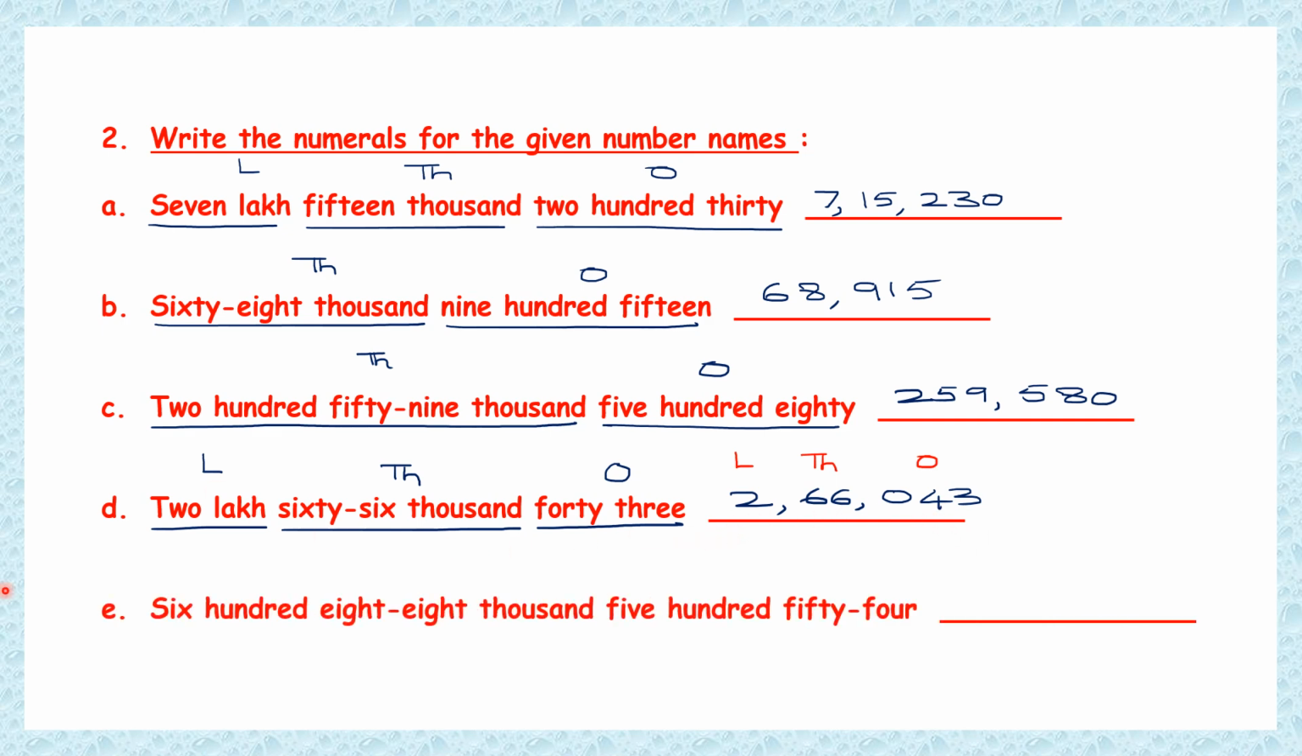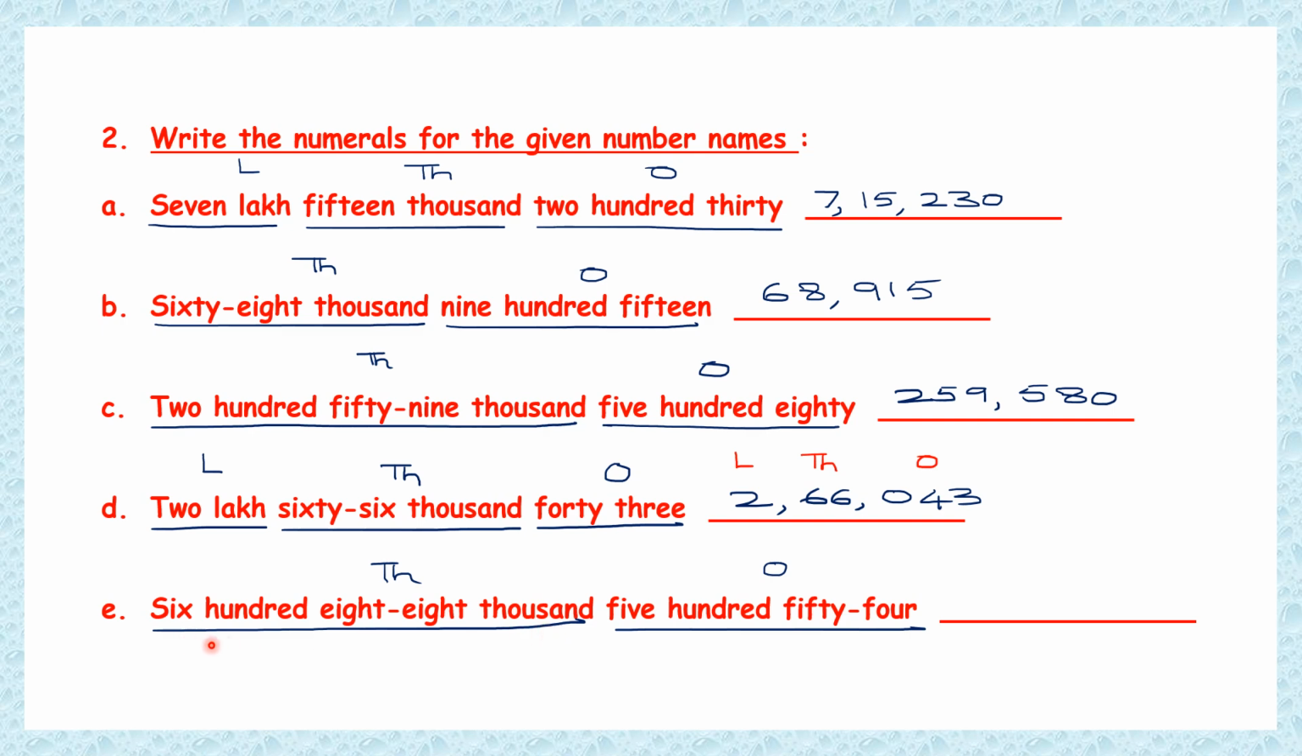Question E. So let's look at the period. So here we have 688,000. When you see thousand, you must remember it's a period. So this whole thing belongs to the thousands period. Then we have 554 which belongs to the ones period.